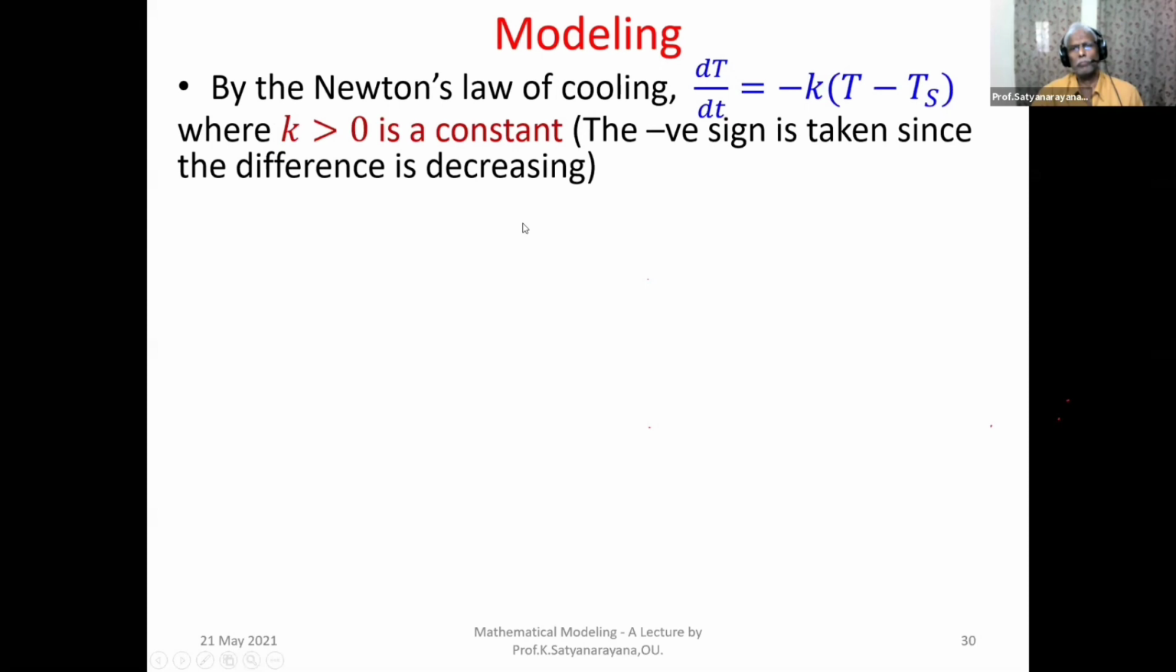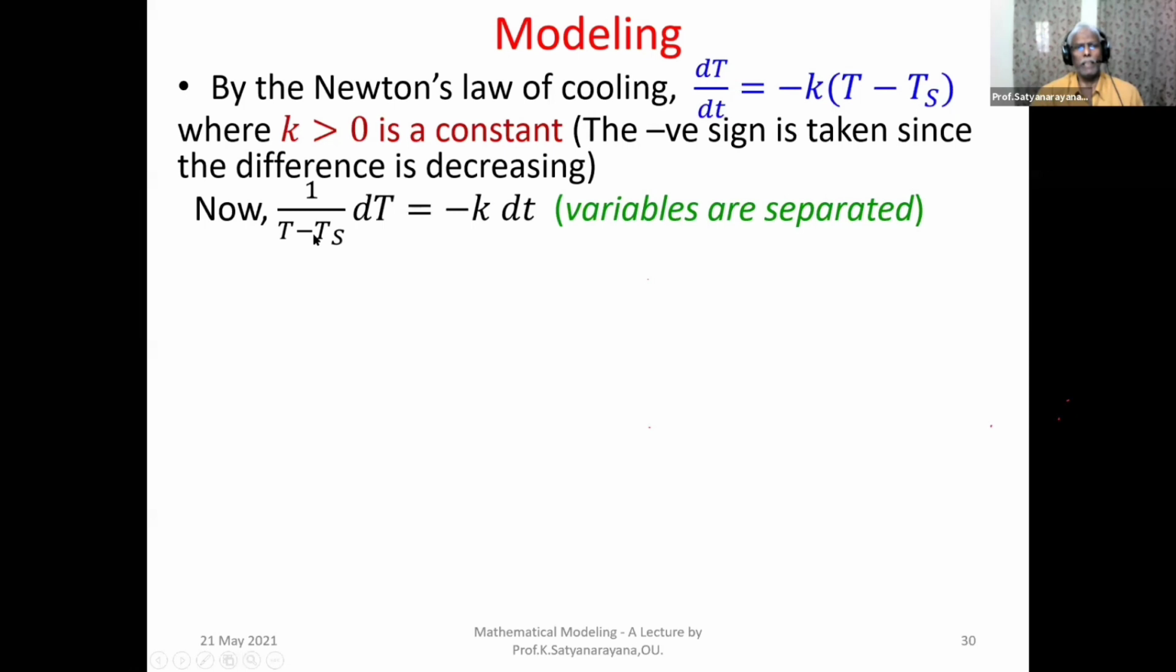Right. Now, separate the variables. T minus Ts, push it to the other side. 1 by T minus Ts dT is equal to minus k times dt. Variables are separated. Use the variable separable method to solve this first order differential equation. Integral dT by T minus Ts is equal to minus k integral dt plus ln c, where c is the constant of integration.